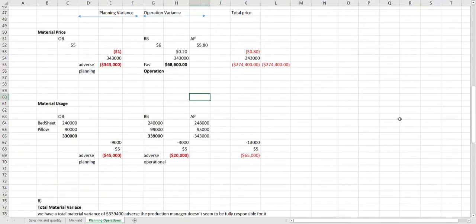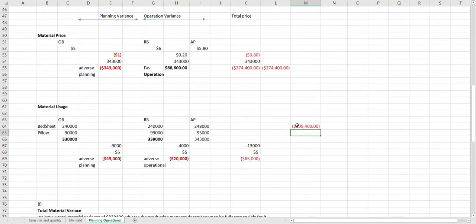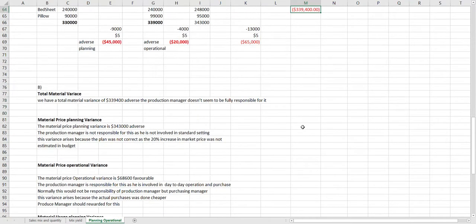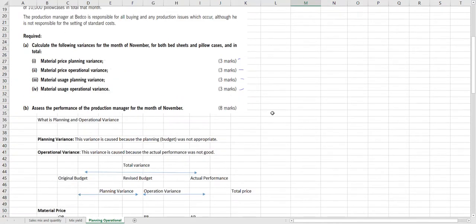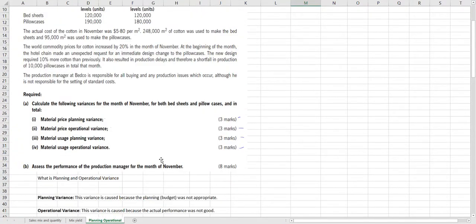Production manager doesn't seem to be responsible for this. If you look at it, we have 274,000 and 65,000 becomes 339,400 total material variance. So a production manager doesn't seem to be fully responsible for it. He is responsible, but not fully. Let's look at each of them separately. And always try to look at your marks that are given and then try to divide those marks in the comments. So it is easier for the examiner to mark them. And it would be easier for you to mark it as well. So there are four of them, so I would assume there would be 2 marks commenting on each of them.